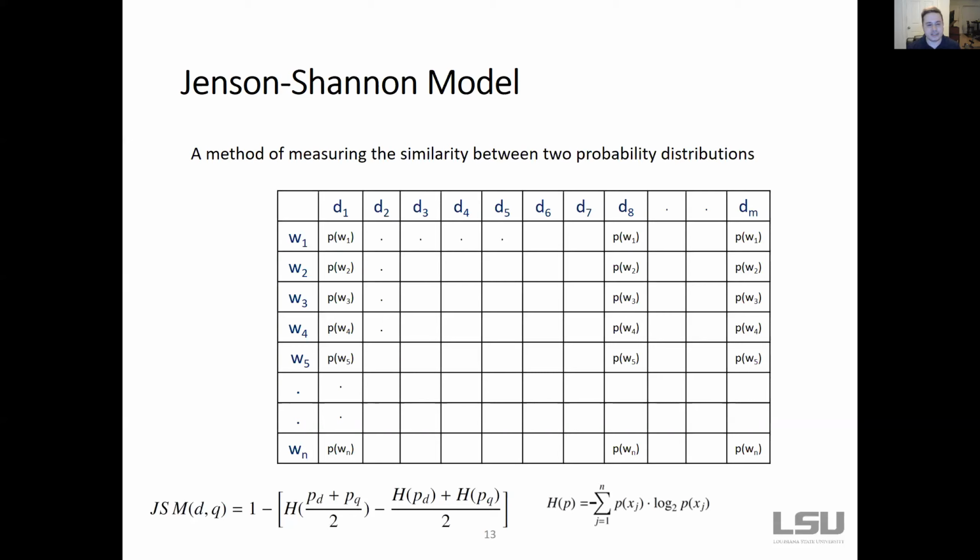Then the distance or the similarity of two documents, D1 and D2, is simply calculated using this equation right here, called the Jensen-Shannon divergence. H here is basically called the entropy. You just plug in the numbers and you can get a score between 0 and 1, basically an estimation of how related, or the probability of two documents to be related.